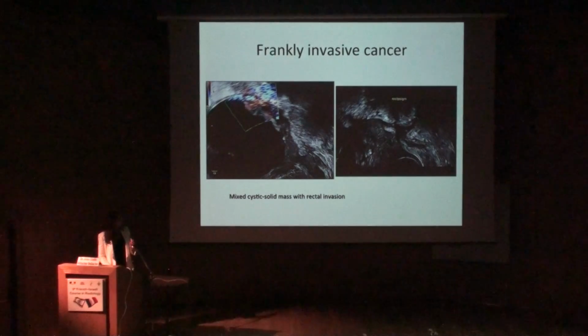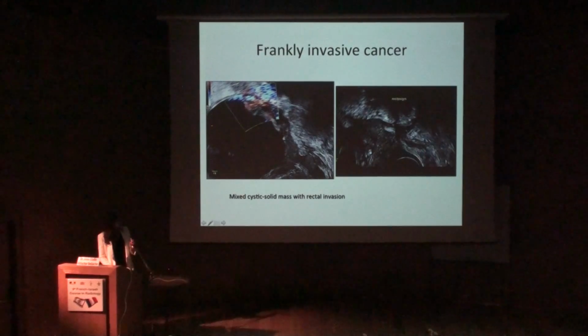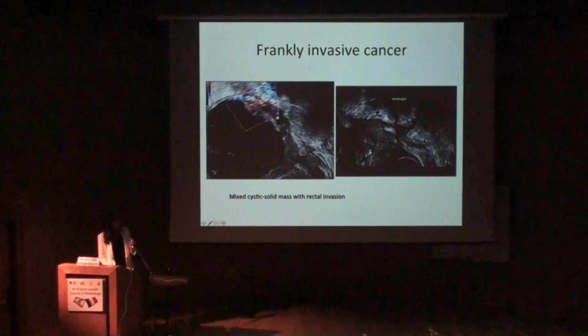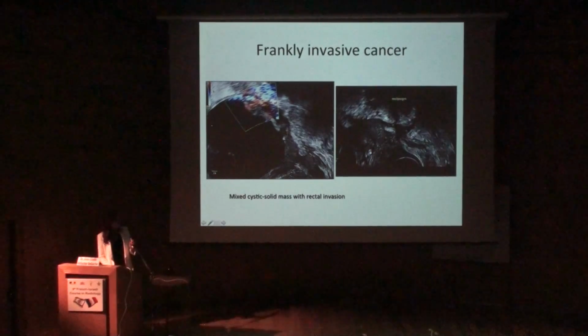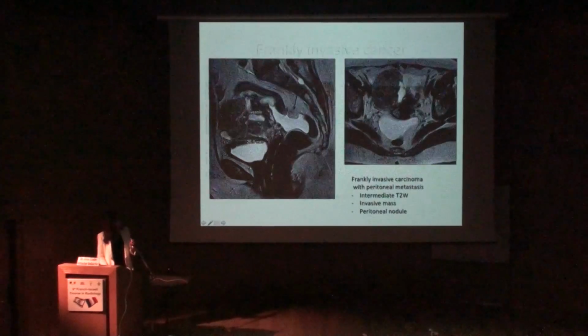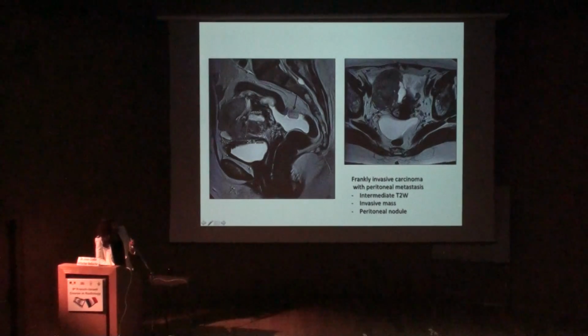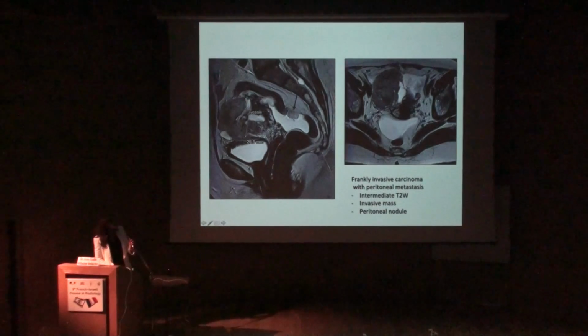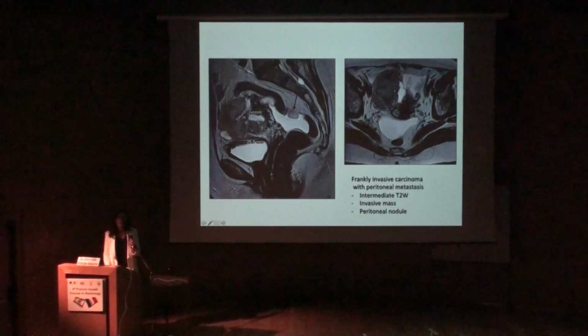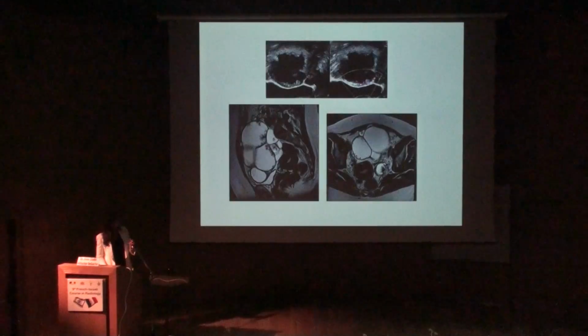In this example, you have an important mass on ultrasound with some solid components, and you can see here that this lesion invades. There is an involvement of the bowel, of the rectum, just behind the lesion. You perform MRI, you see this important lesion, and you can see just in the pouch of Douglas here some tissular nodules, which means that there is carcinosis.